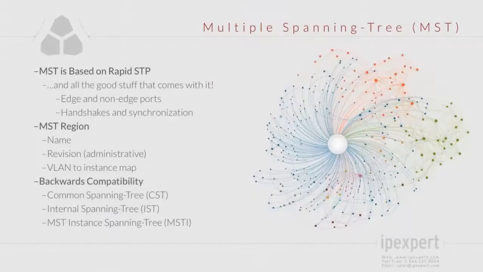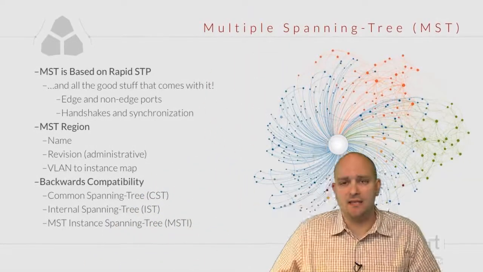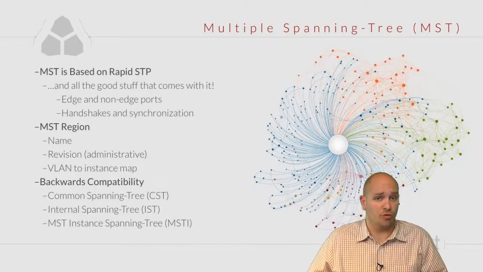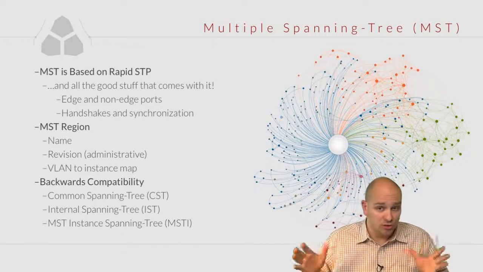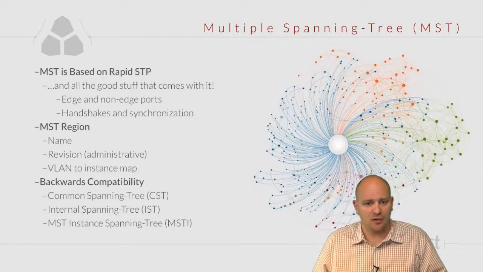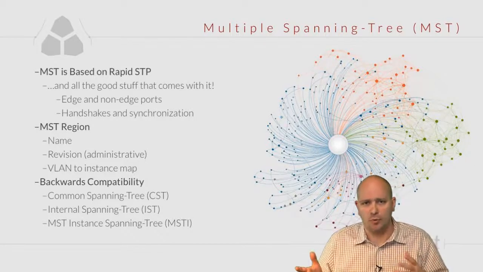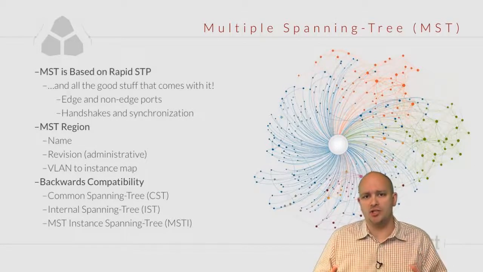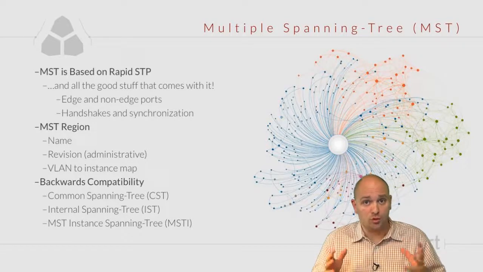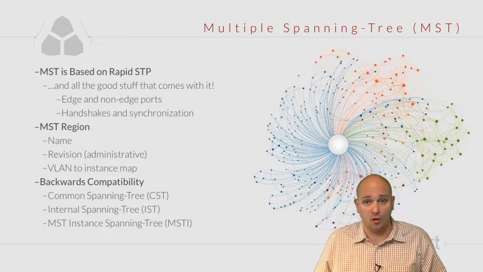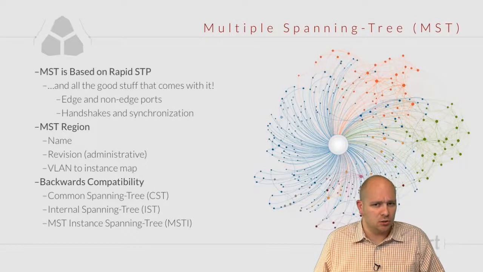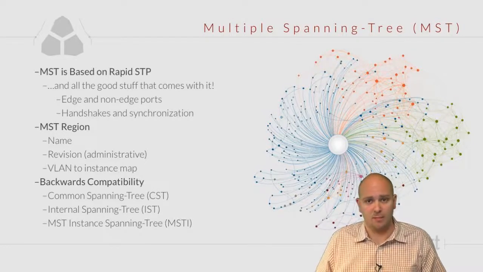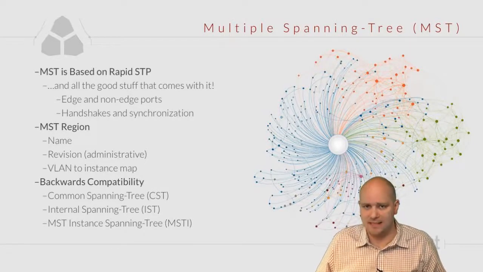The first thing to note about the multiple spanning tree, or the MST, is that it's fundamentally based on the rapid spanning tree and all the good stuff that comes with the rapid spanning tree. Things like edge and non-edge ports, they are still there. All the handshakes and synchronizations, all those processes are there for the MST. So all the good stuff, all the benefits from the rapid spanning tree are there in the MST.